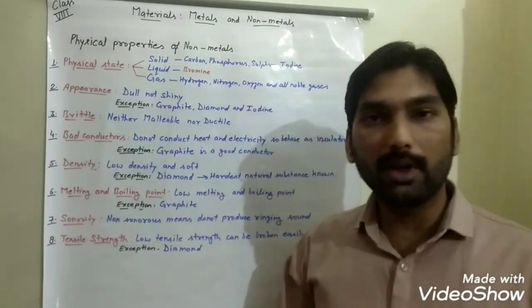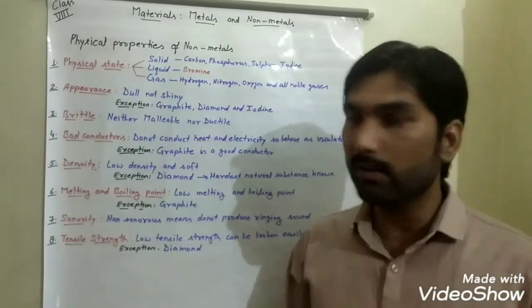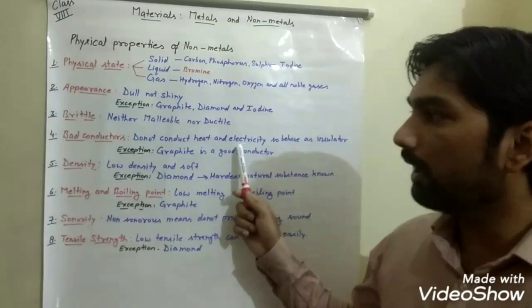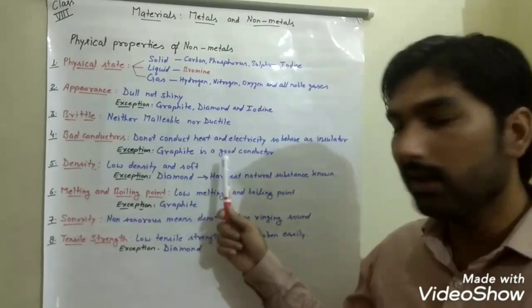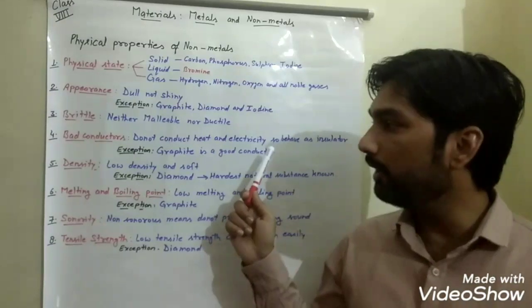As you have seen, metals are all good conductors of heat and electricity, but all the non-metals are bad conductors of heat and electricity, meaning they are insulators of heat and electricity.